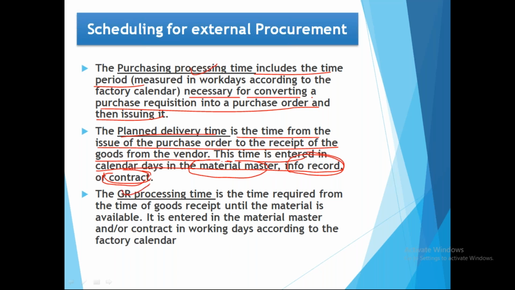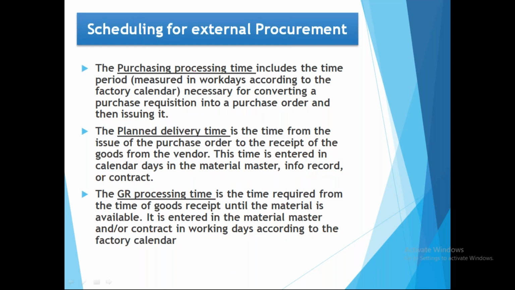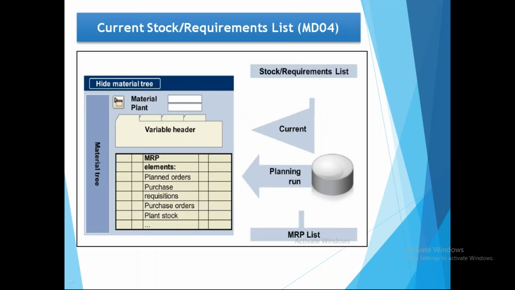Now GR processing time is the time required from the time of goods receipt until the material is available for production. It is also entered in the material master in working days according to the factory calendar. So there are three timings involved here: purchasing processing time, planned delivery time by the vendor supplier, and GR processing time. This is the scheduling for external procurement.